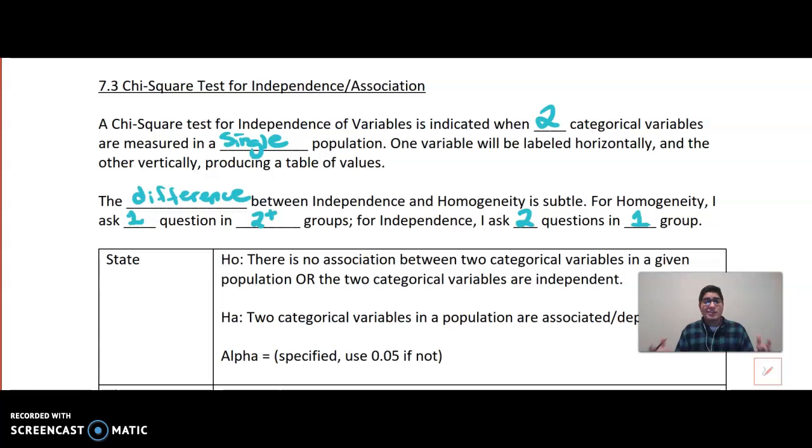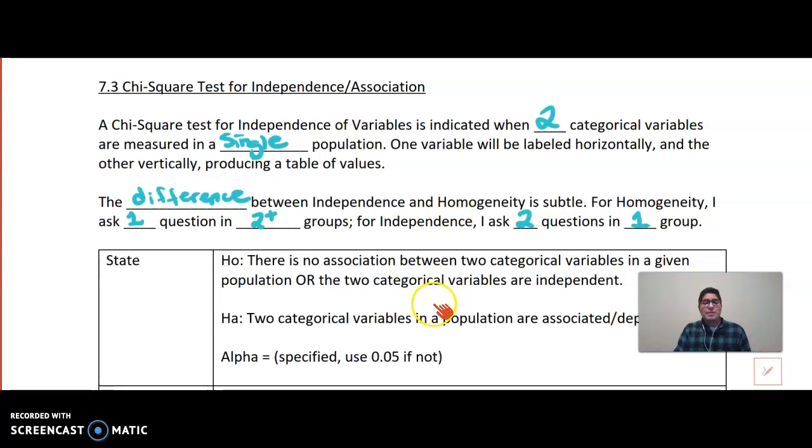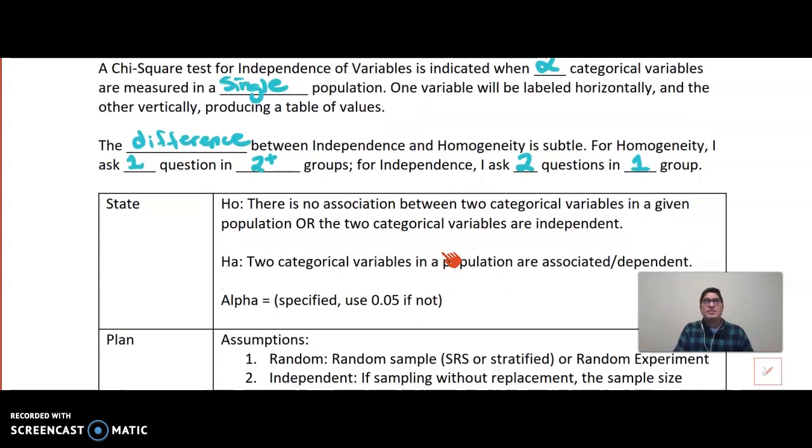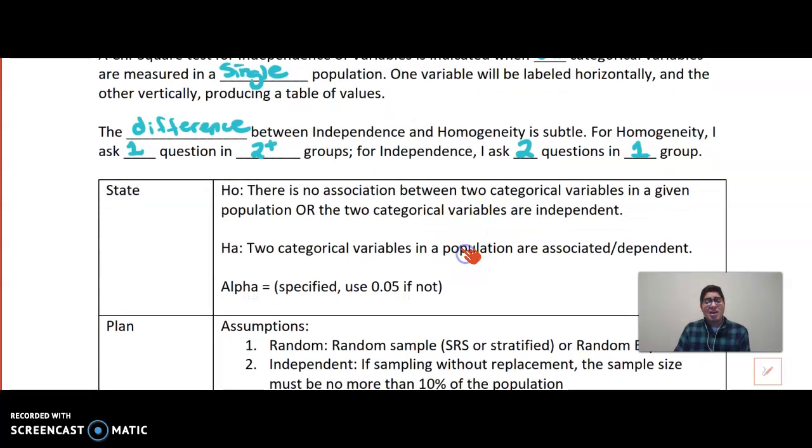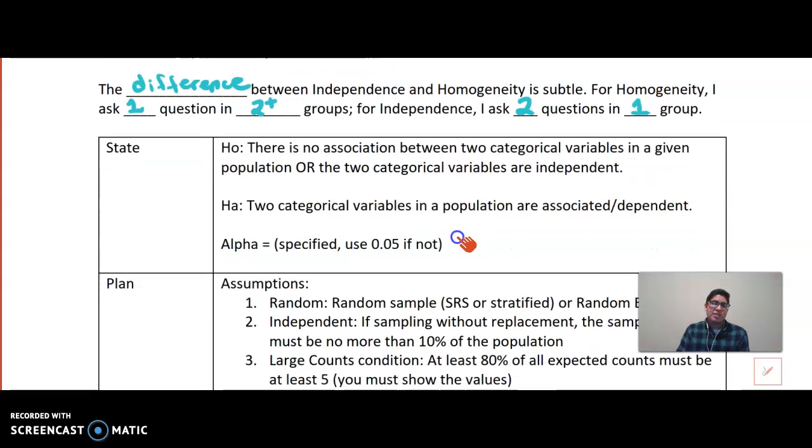And then don't forget our goodness of fit, I only look at one categorical variable in one population. So each of these combinations determines which of the three chi-square procedures we'll use. So same thing in our state part, we will say that there is no association, or we claim that these two categorical variables are independent of one another. However, I'm trying to prove that there actually is some association or dependence between these two categorical variables. Again, alpha will be 0.05 unless otherwise stated.